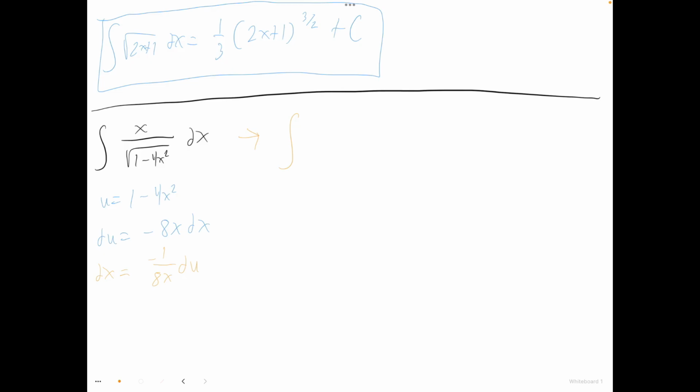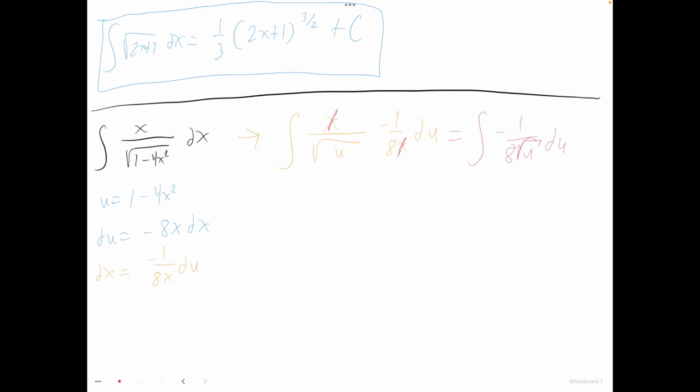When you plug it all in, I leave the x's there, and then I look for cancellation. So I have x over the square root of 1 minus 4x squared. Well, that's u, so I have square root of u. And then dx is minus 1 over 8x du. And I notice I have an x here, and I have an x here. And so I'm left with the integral of minus 1 over 8 square root of u du.